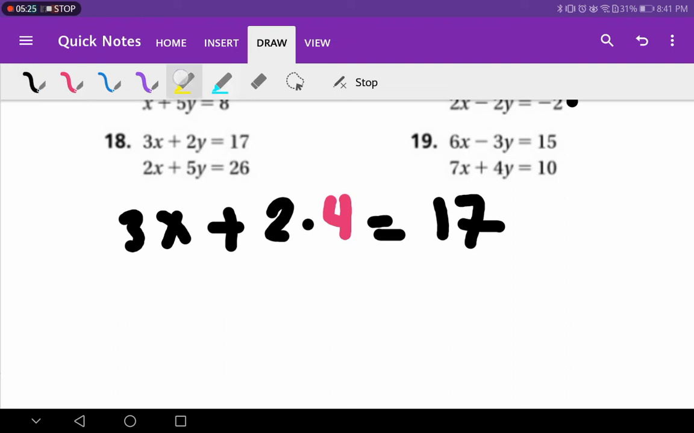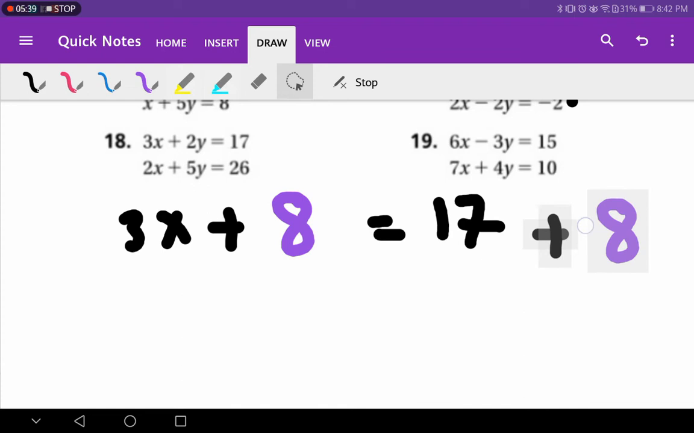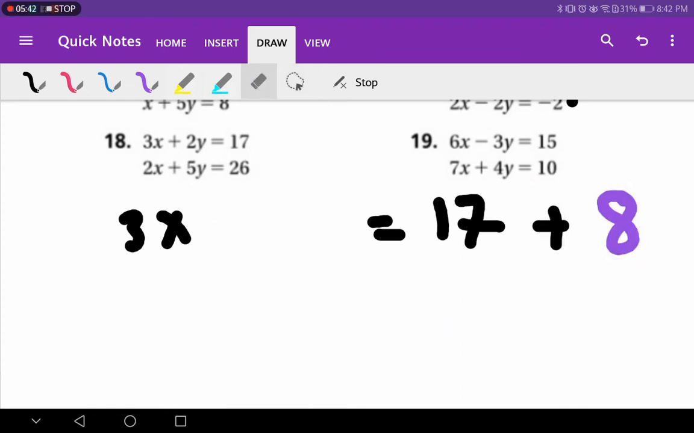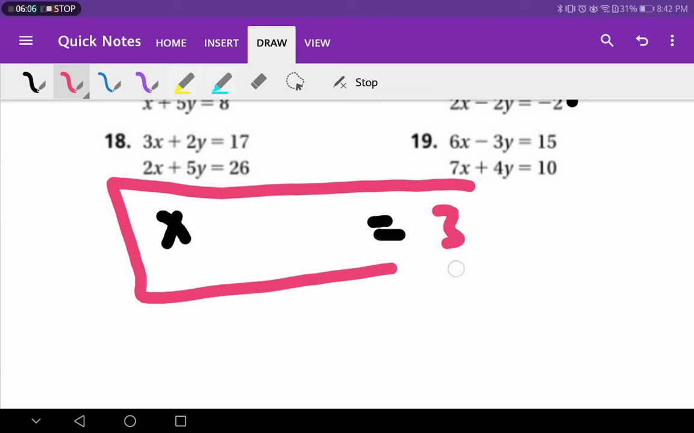Now, I multiply 2 by 4 and get 8. And remember, you try to make the x alone. So you have to subtract 8, or you throw this here and change the sign. It will be negative. 17 minus 8 equals 9. And then divide by 3. The 3 will disappear, and 9 over 3 equals 3.